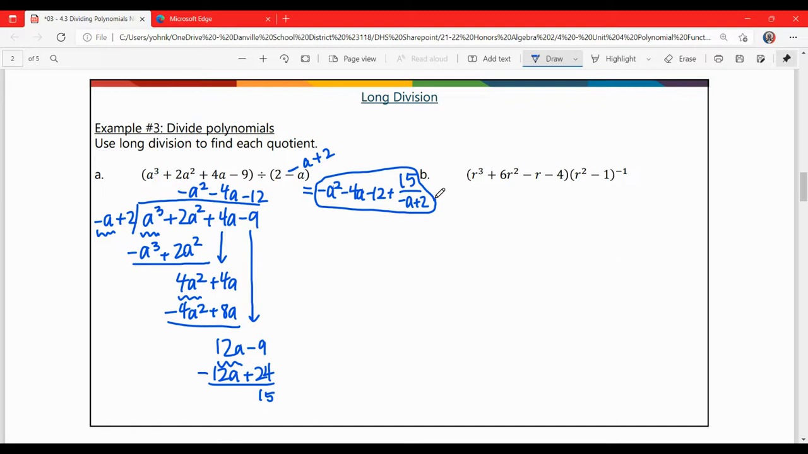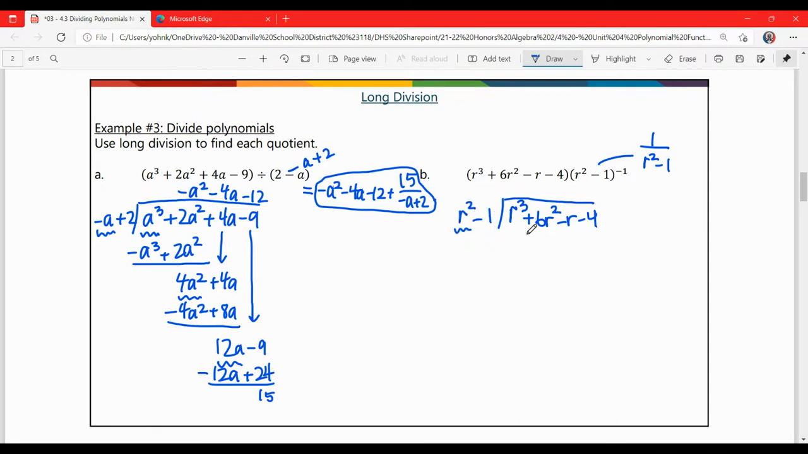All right. Well, take a look at B. Notice that I have this negative 1 exponent thing again. Remember, that's the same as 1 over r squared minus 1. So technically, we are taking the cubic polynomial, and I'm going to divide it by this quantity over here. Now, it's okay that it's dividing by r squared. You can divide by powers. So I'm going to bring down the r cubed plus 6r squared minus r minus 4. And I'm dividing by r squared minus 1.